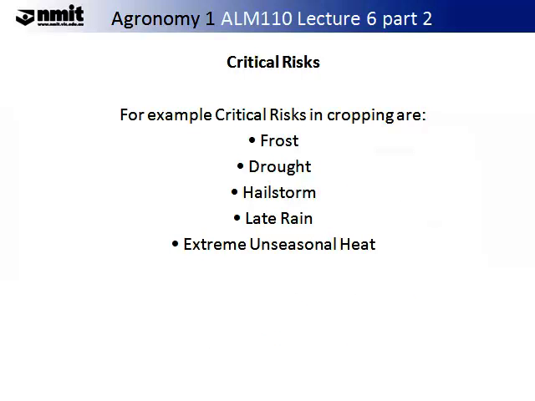Farming carries risk, and there are a number of levels of risk. Critical risk is perhaps the most extreme. Some examples of critical risk factors for cropping include frost, drought, hailstone, late rain, and extreme unseasonable heat. It is very difficult to manage for these extreme scenarios.